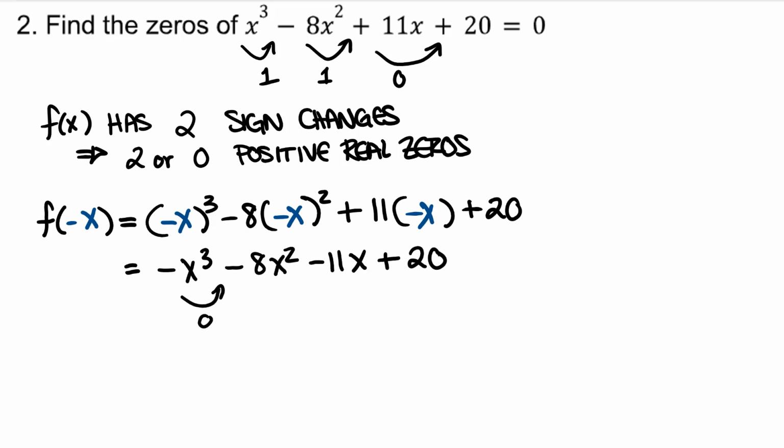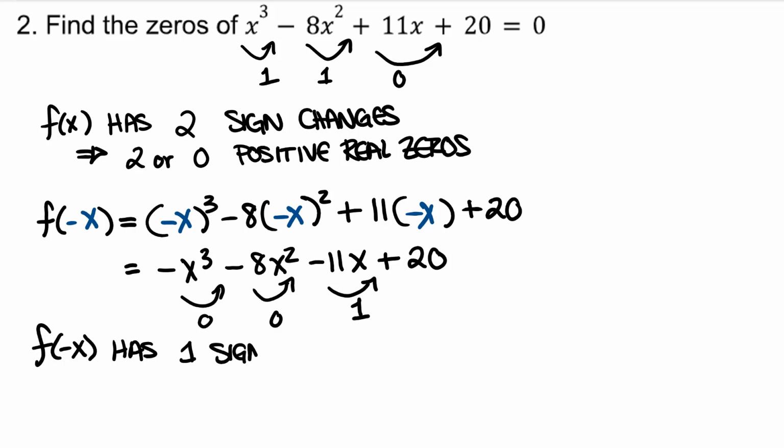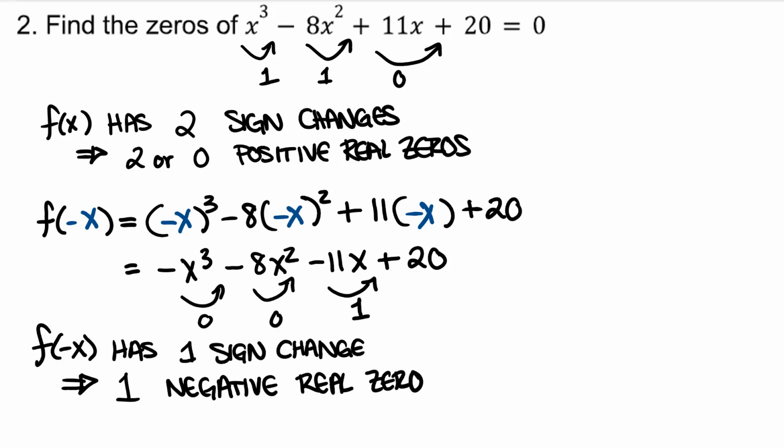Now we have 0, 0, and 1 sign change. Because f of negative x has one sign change, that means we have one negative real zero. Not 1 or 0, exactly 1.